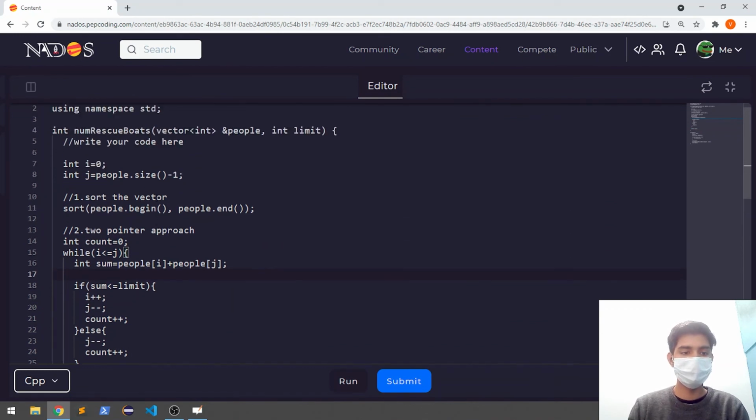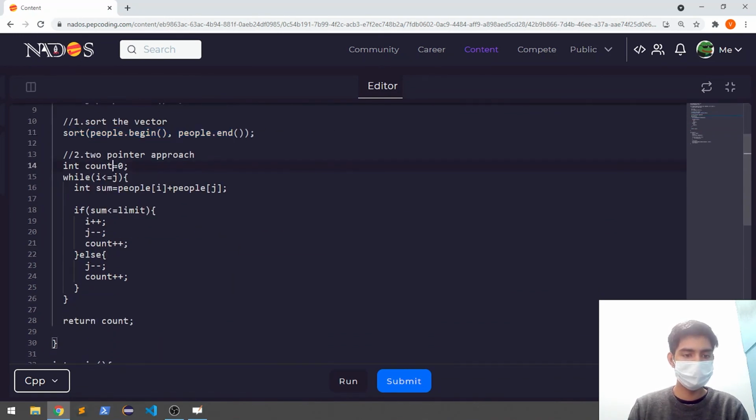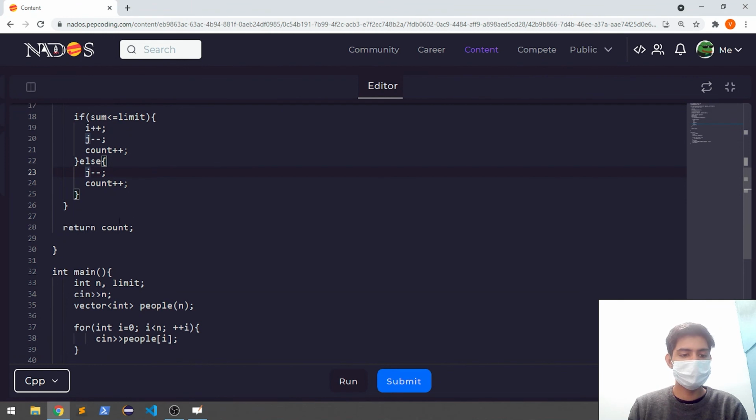Okay, so what are the steps? I first sorted the vector, then I've used the 2-pointer approach where I is at 0, j is at people dot size -1. Then I found the sum, which is the value of the weight of people at I and the people at j, and I've calculated if sum is less than equals to limit. If it is, then these two people can go on the boat. So I'll put them on the boat and I'll increment my count. Right, I've used one boat. Now else it means that my sum is greater than my limit. So I've decremented my j, and I've increased my count because I've used one boat for that one person. Okay, and after that I've just returned my count.